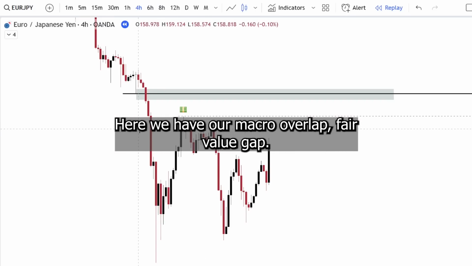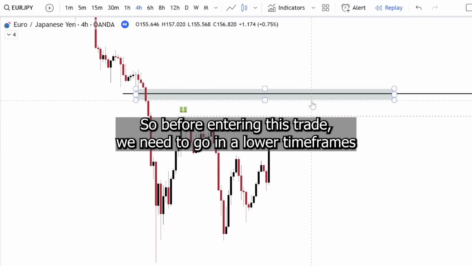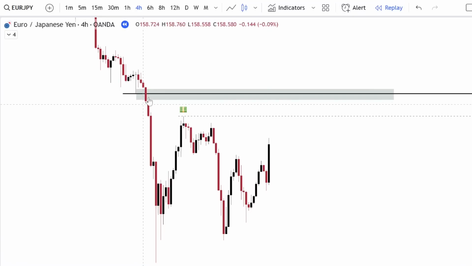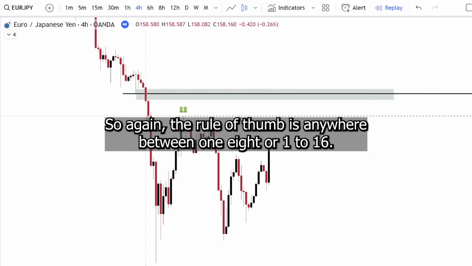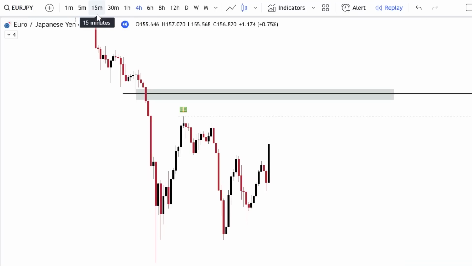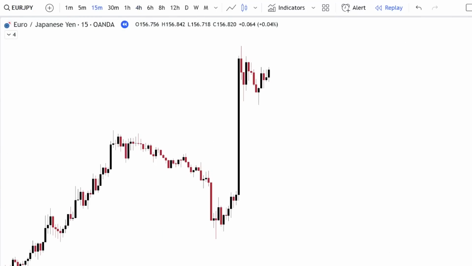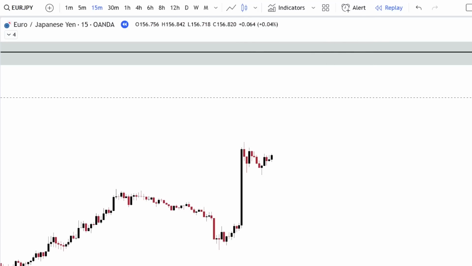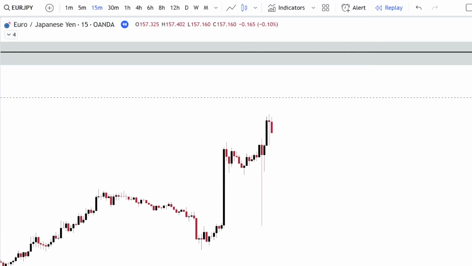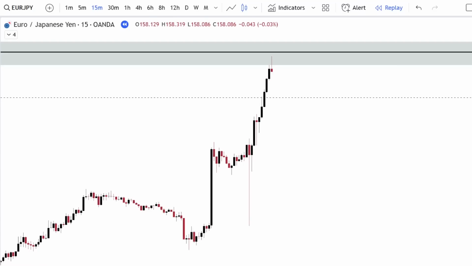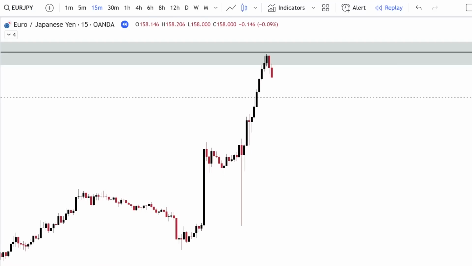Here we have our macro overlap fair value gap. So before entering this trade, we need to go in the lower time frames to look for a confirmation. For the macro, we're using the 4-hour. So again, the rule of thumb is anywhere between 1/8 or 1/16. So we're going to go to the 15-minute to look for a confirmation. Price is approaching our fair value gap and rejected.